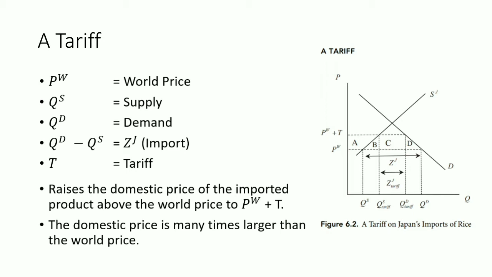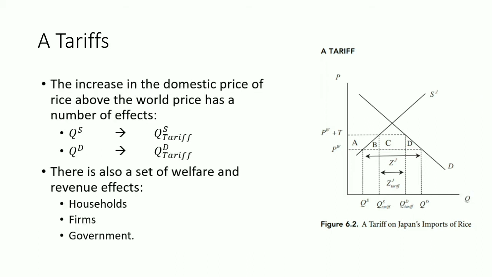Because of the existence of this tariff, it raises the domestic price of an imported product above the world price, in this case from PW to PW plus T. In the case of Japanese rice, the domestic price is many times larger than the world price. Because of this increase in the domestic price of rice, it has a number of effects. The first is the expansion of rice production from QS to QS with tariffs. This expansion is what rice farmers had been expecting, because they want to gain more as their production expands.